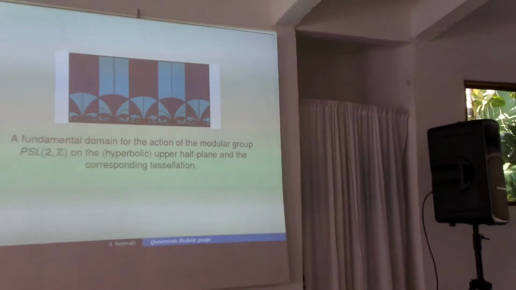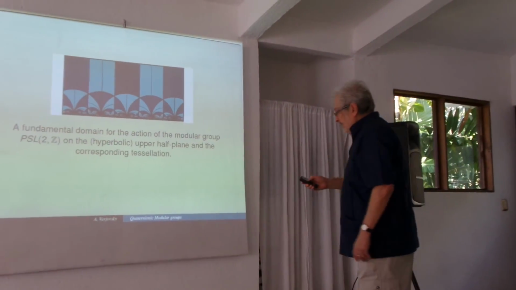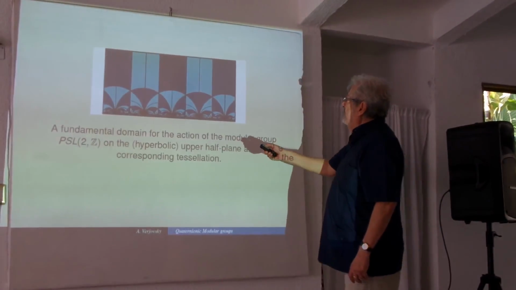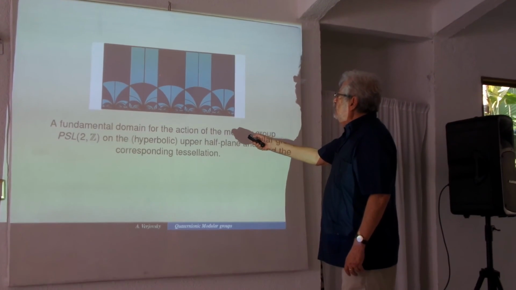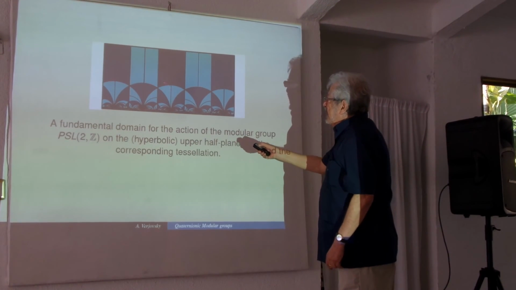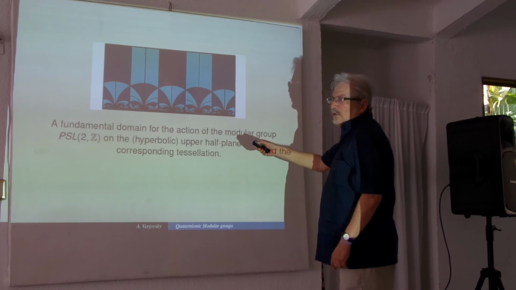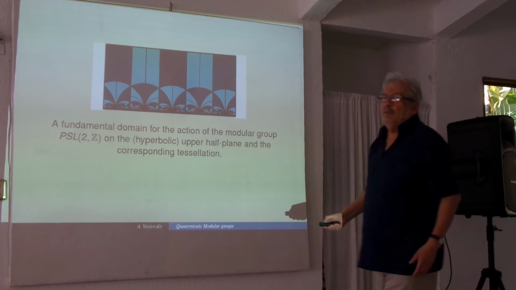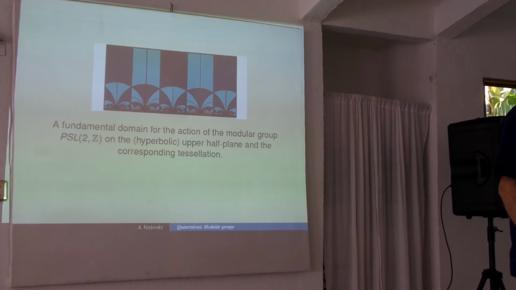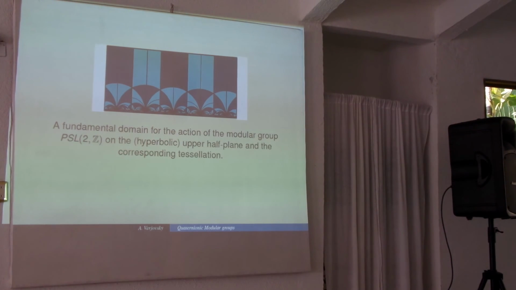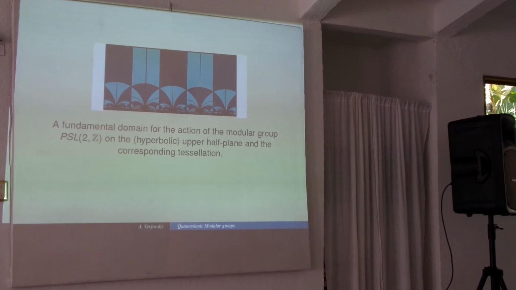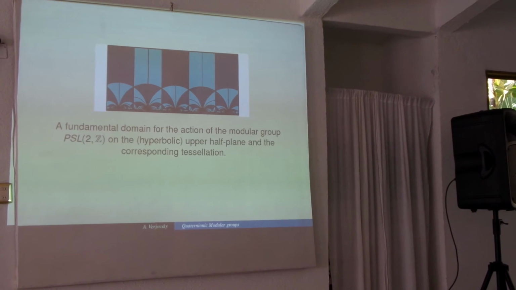Therefore, if you take the fundamental domain and identify by the action of the group, you identify this side with this by that translation, and this half with that by the rotation of 180 degrees. You get the famous modular orbifold, the manifold that parameterizes the elliptic curves. It's a fantastic object.